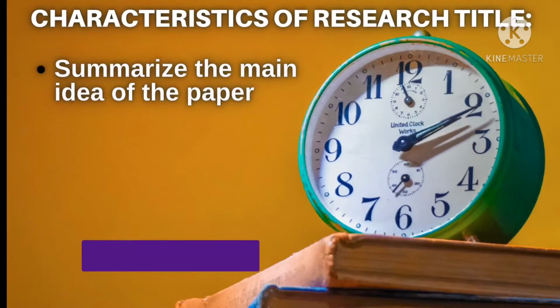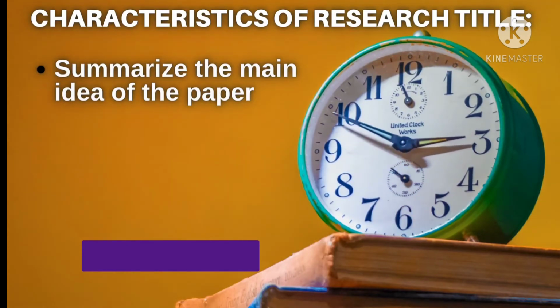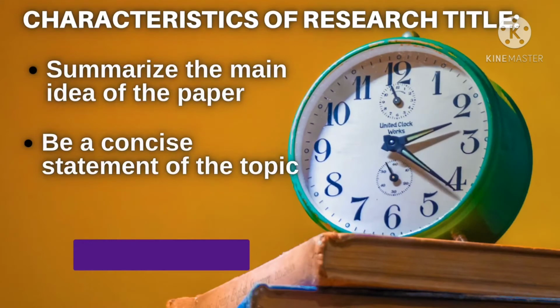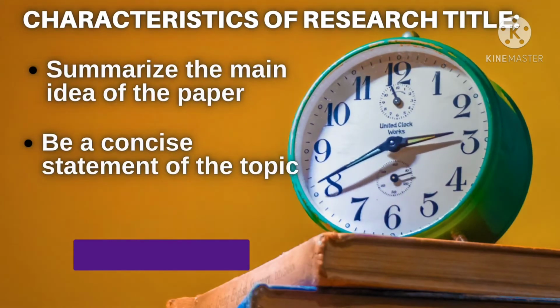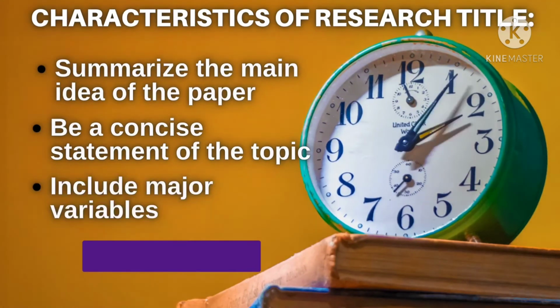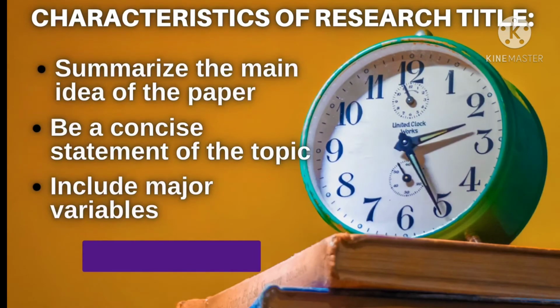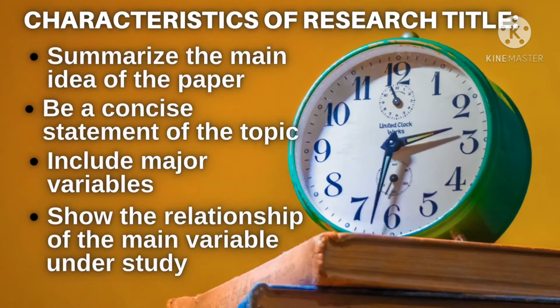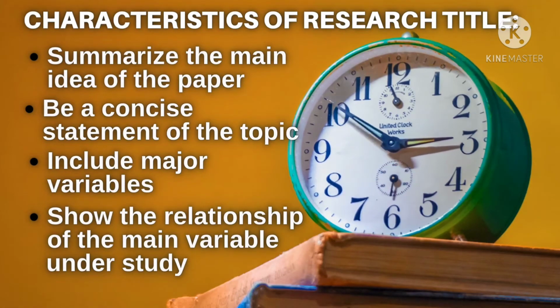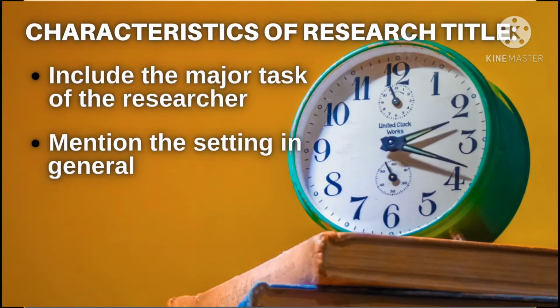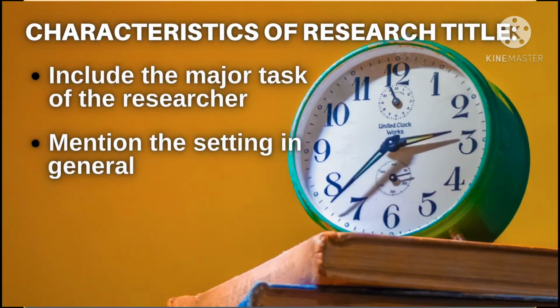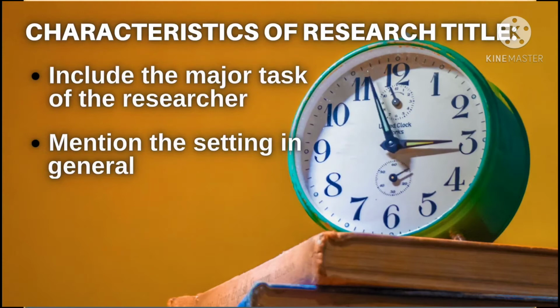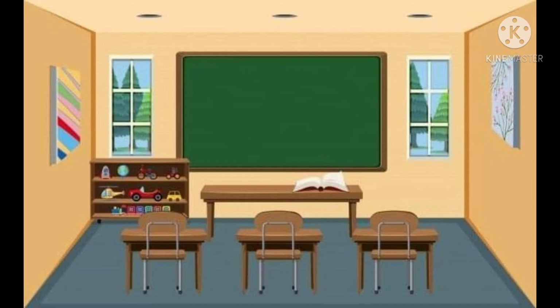Number one, summarize the main idea of the paper. Number two, be a concise statement of the topic. Number three, include major variables. Number four, show the relationship of the main variables under your study. Number five, include the major tasks of the researcher. Number six, which is the last, mention the participants and setting in general.